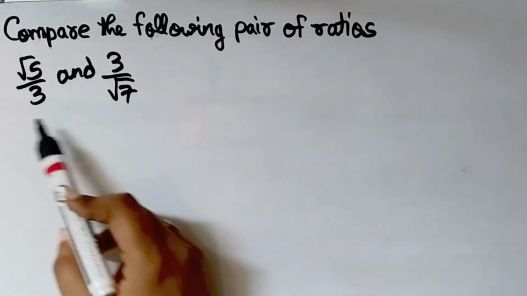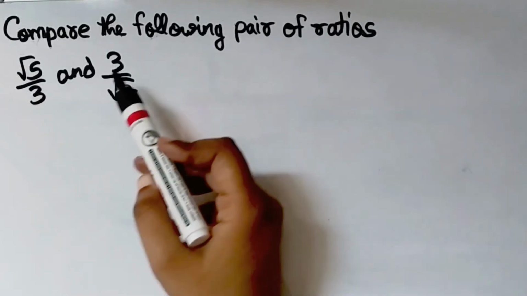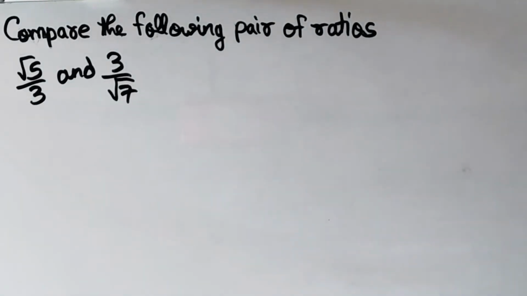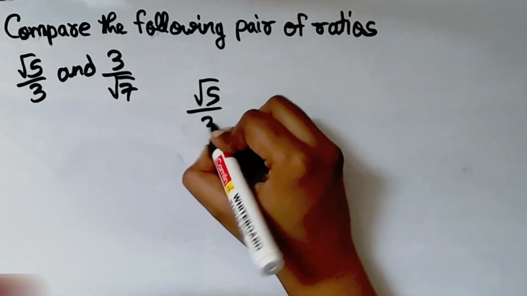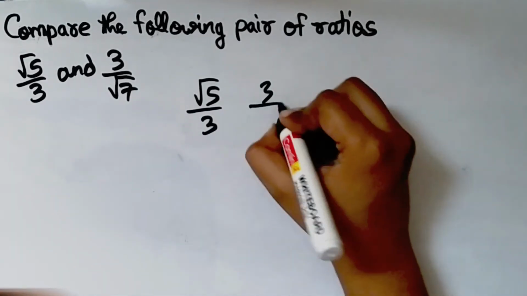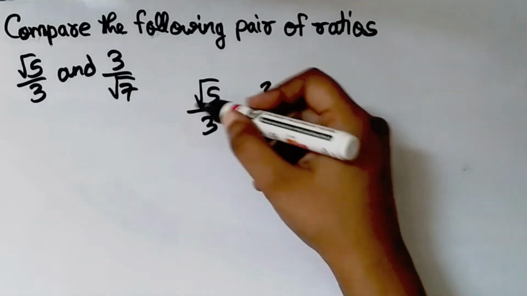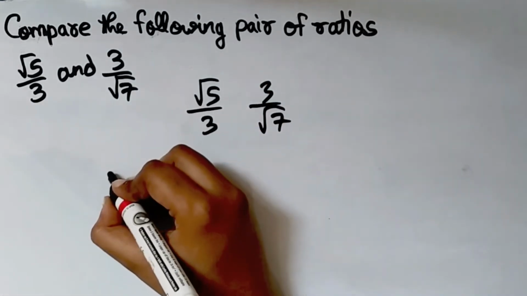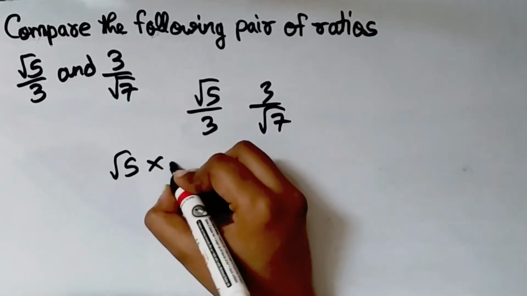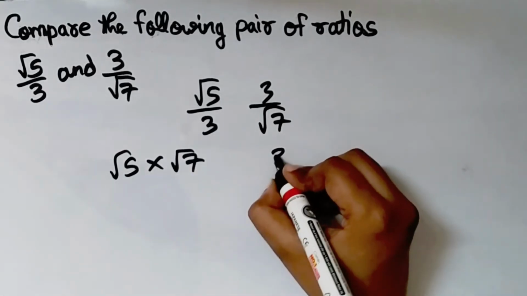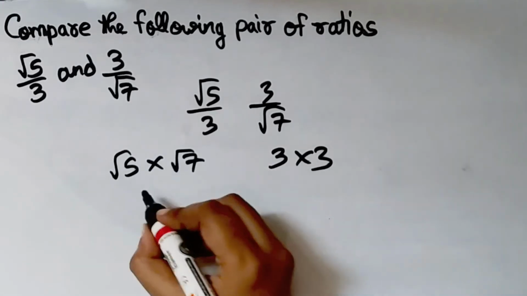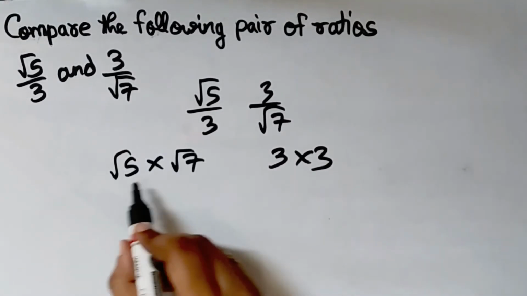Now the next pair of ratios is root 5 upon 3 and 3 upon root 7. Now this we have to compare, root 5 upon 3 and 3 upon root 7. First we will multiply these two, so root 5 into root 7. Then we will multiply these two, that is 3 into 3. Now root 5 into root 7, these both are surds.